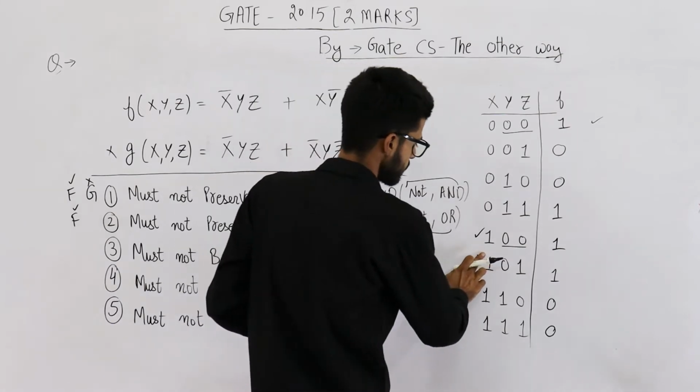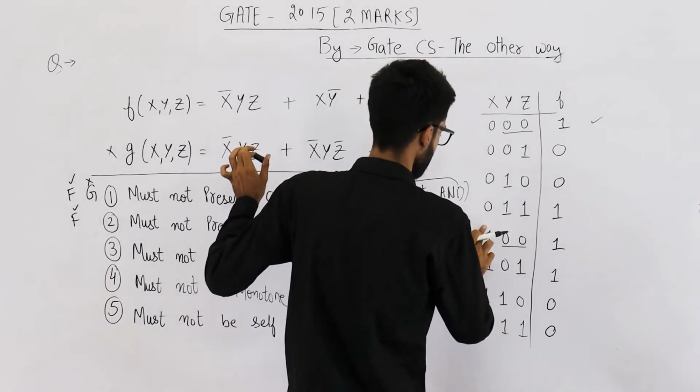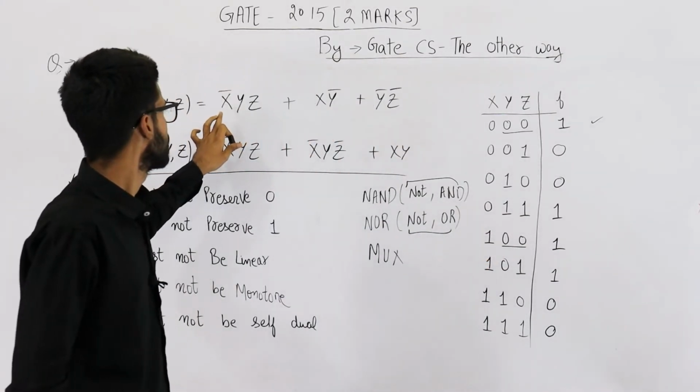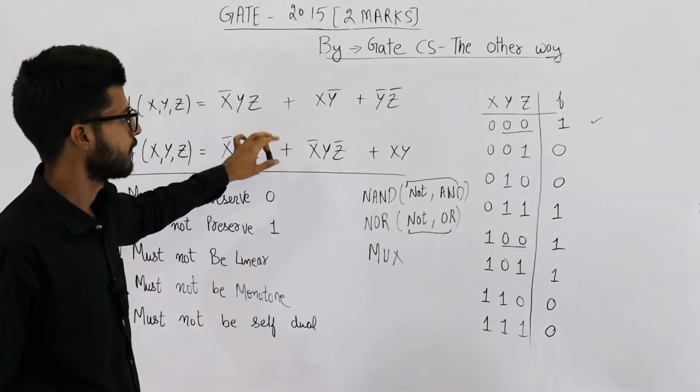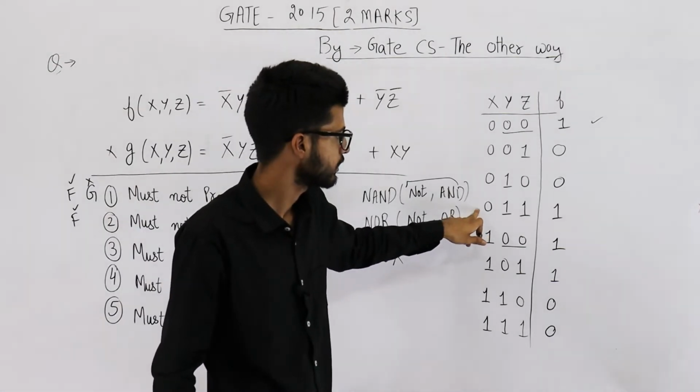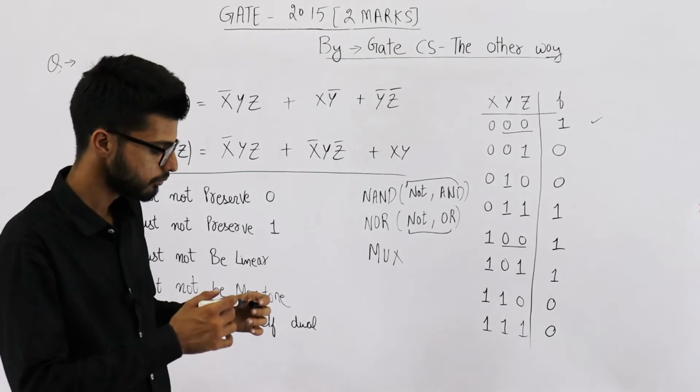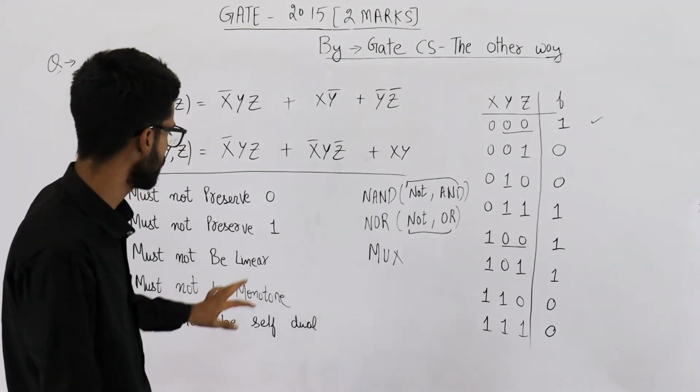Similarly, you can analyze the first term, this one also. It is 0, 1, 1. At input 0, 1, 1, the function's value will be 1. Okay. So we have filled this table.